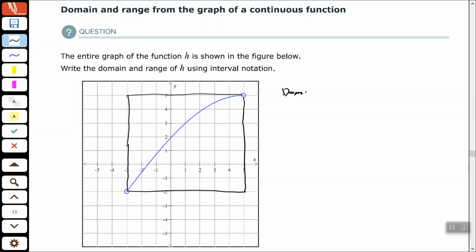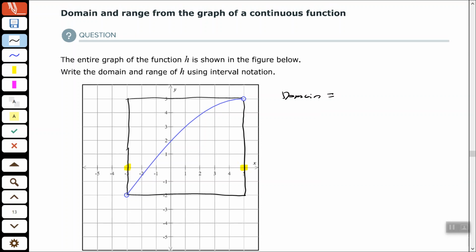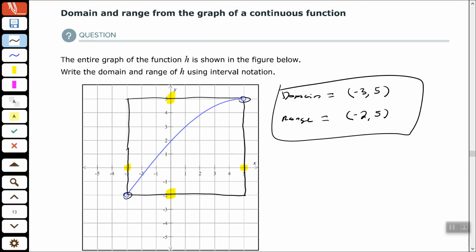My domain with respect to the x-axis, from left to right, farthest to the left is -3, the farthest to the right is 5. Since I have an open circle at -3 and an open circle at 5, it would be parentheses -3 all the way over to 5 and then another parentheses. Range is bottom to top with respect to the y-axis. The lowest point is -2. I have an open circle at -2 all the way up to 5, and over here to the right, I have an open circle at 5. So again, I will use parentheses: parentheses -2 and then all the way up to 5 and parentheses again because I had an unfilled circle. That's my domain and range in interval notation.